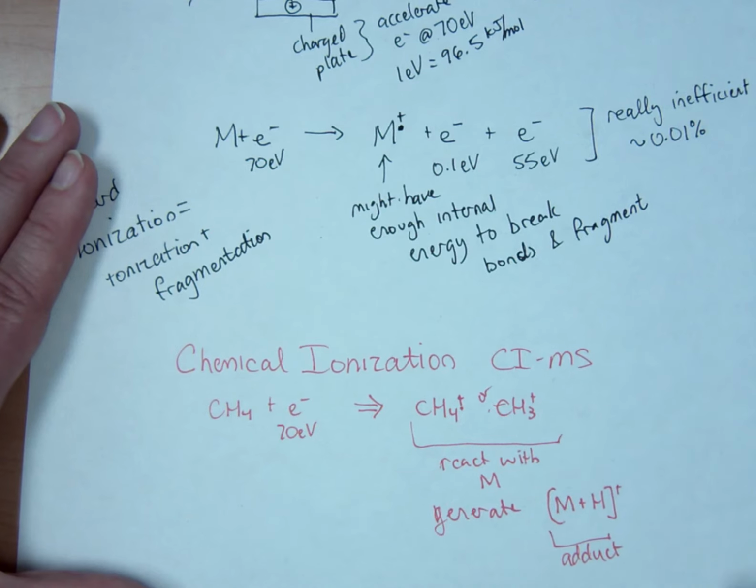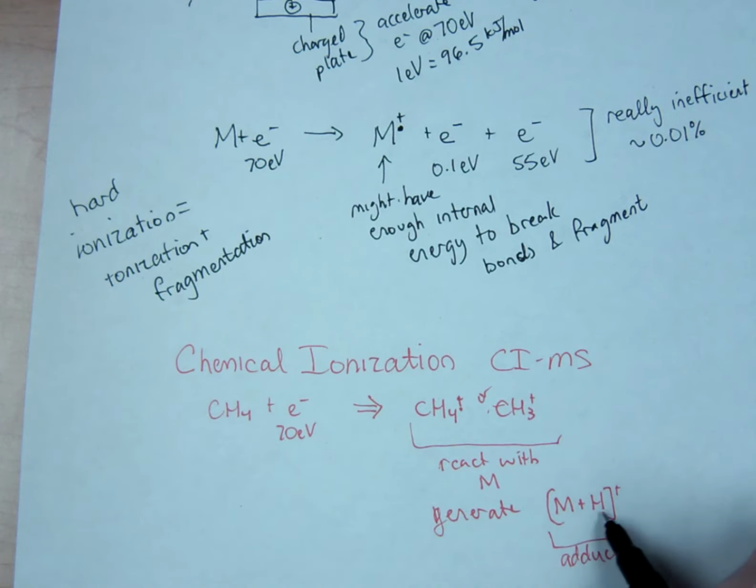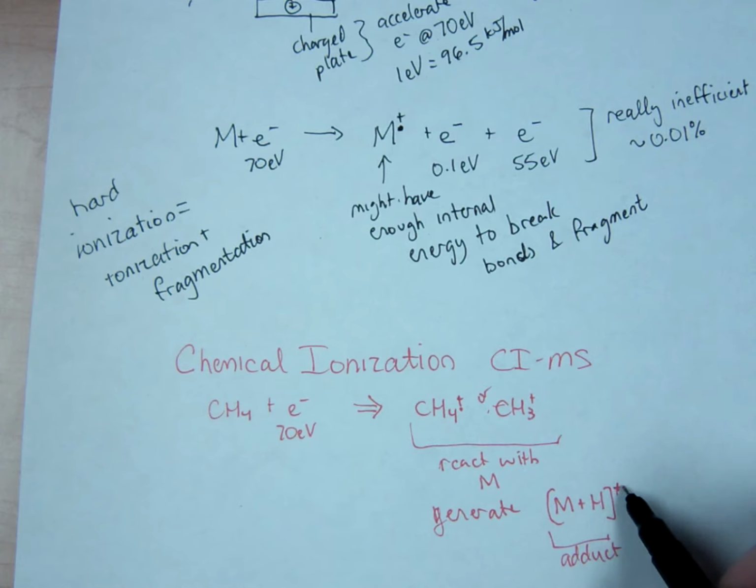An adduct simply means that we've taken the molecule and we've added another atom onto it, and that's what's affecting the charge. So we've added an H+ on there. When we write this, we write it M plus our adduct, and we put it in brackets with the overall charge state on the exterior.